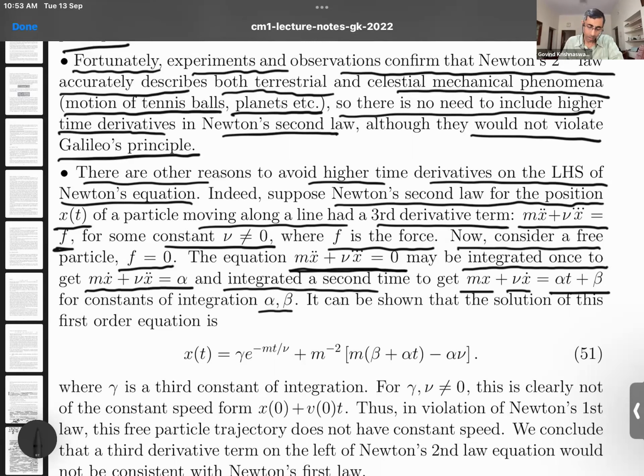Now you can integrate a third time. That I'm not going to do here. It takes a little bit more effort. But suppose you do that. I claim that the solution of this equation, if you integrate once more, is the following. It will say that x of t is given by this formula. Gamma times, that's a third constant of integration, gamma, times e to the power of minus mt by nu plus 1 by m squared times m times beta plus alpha t minus alpha nu.